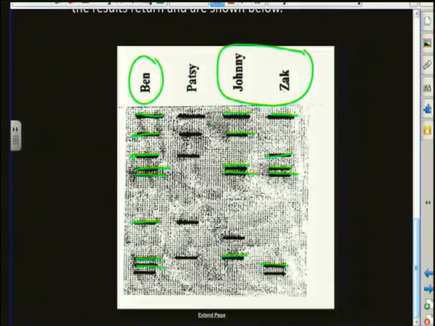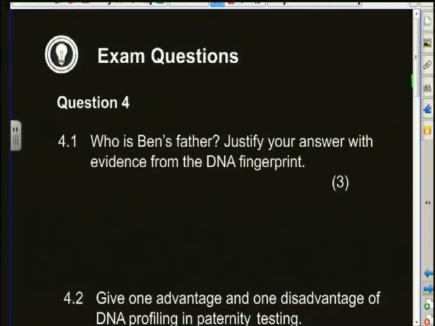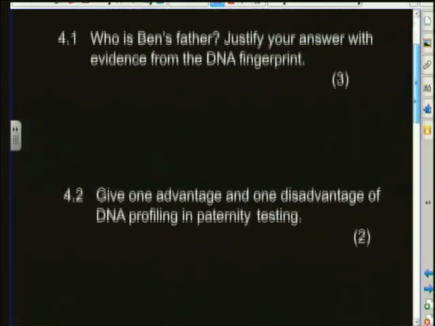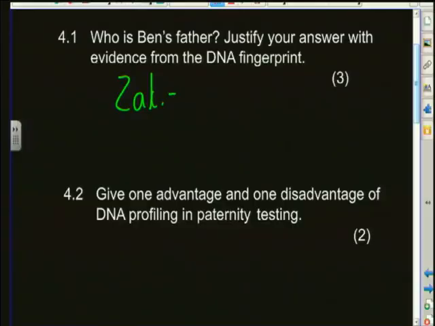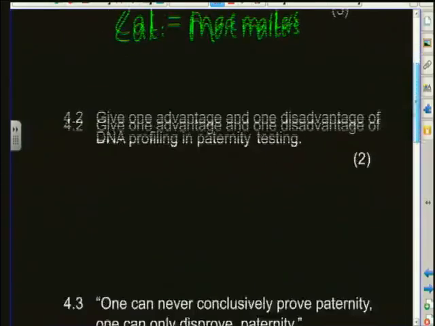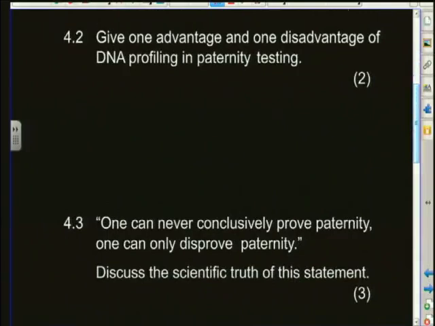We see that Zach, 1, 2, 3, 4, 5, 6, 1, 2, 3, 4, 5. Zach has got more markers in common than Johnny. So when you use a fingerprint, who's the father? Zach, and the answer was because he has more markers. In other words, he has more in common. Now you need to think, the next question is give one advantage and one disadvantage of DNA profiling in a paternity test, okay?